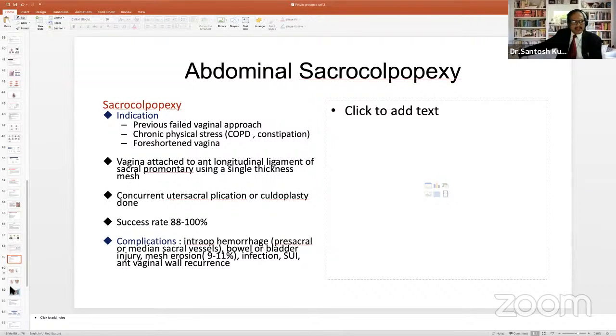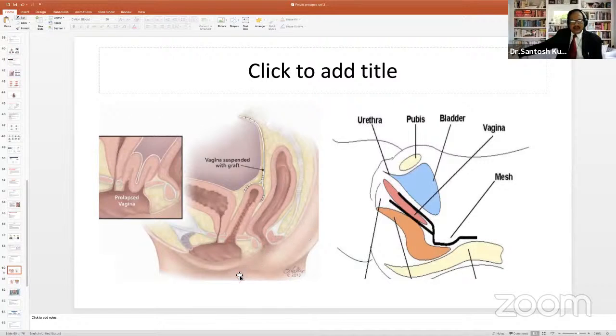I've already discussed sacrocolpopexy, but in sacrocolpopexy, one needs to avoid any injury to presacral or median sacral vessels and nerve plexus. This is another picture showing mesh repair, where the mesh is attached to the uterus and going to the sacrum.